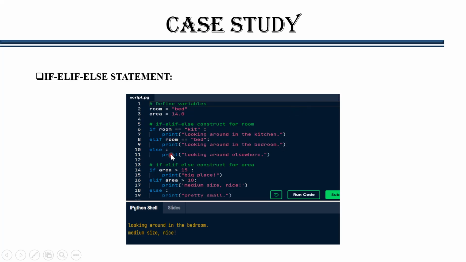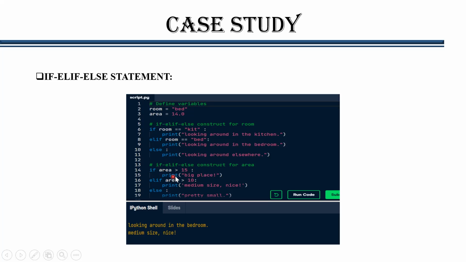Elif room is equal to bed, then print looking around in the bedroom. Elif, print looking around elsewhere. So these are the if, elif, and else statements. If this is not true, then elif, and if this is not true, then the else statement. In this way we can construct an if-elif-else statement.